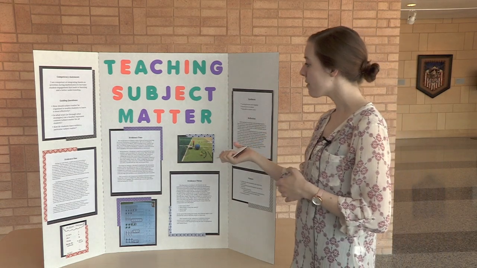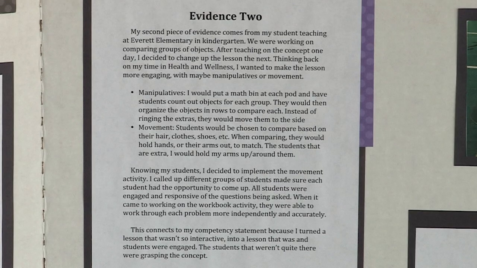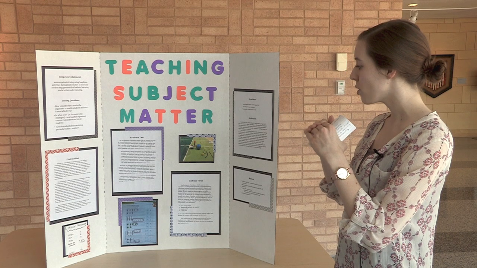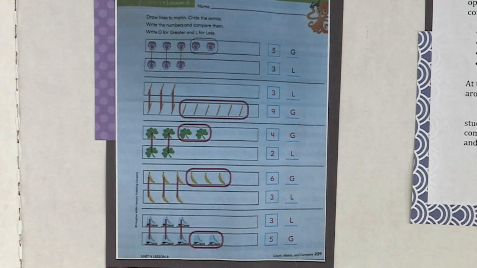Going on to my second piece of evidence, this is my time student teaching at Everett Elementary, where I'm at currently. We were working on comparing groups of objects, and most of it was with workbook pages. Students would count out how many objects were in one row, write the number, count out the objects in the second row, write the number, then compare them by drawing lines, and then circle the extra.